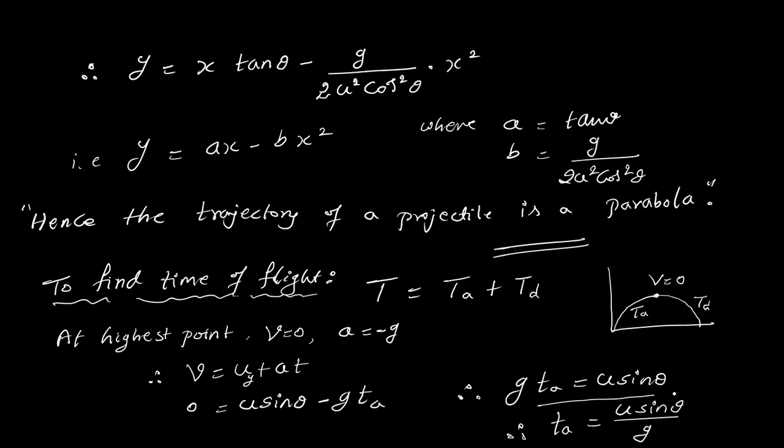Got it? It's just a time of ascent. So how much time it takes to go up, the same time it takes to fall. Got it? So that is called time of descent. So the time of ascent plus time of descent. So we just call this equation here, substitute that, since time of ascent is equal to time of descent.